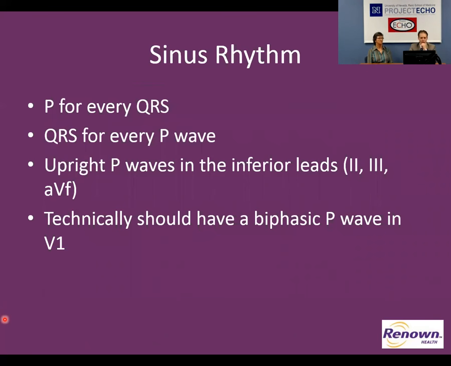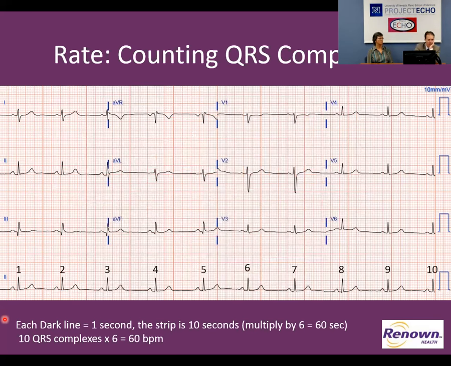And then also important to remember that in sinus rhythm, you're going to have a P for every QRS, a QRS for every P. The P's should be upright in the inferior leads. So I'm just going to go back for a second. If you look at the inferior leads, 2, 3, and AVF, those are the inferior leads, and you have an upright P, upright P, upright P. Those things all tell you that it's sinus rhythm.